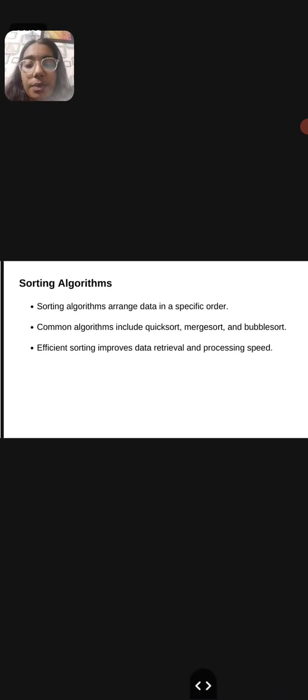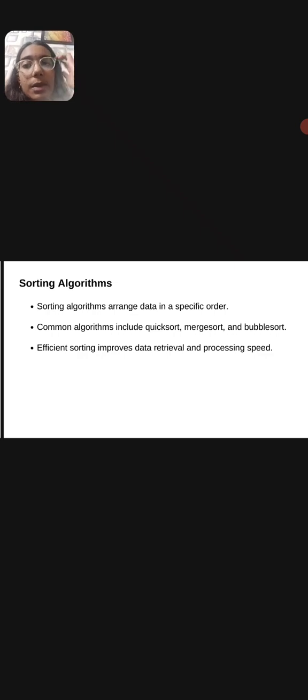Sorting algorithms. Sorting algorithms arrange data in a specific order. Common algorithms include quicksort, merge sort, and bubble sort. Efficient sorting improves data retrieval and processing speed. So these are the types of sorts we have already read: quick sort, merge sort, and bubble sort. So we'll learn about bubble sort.